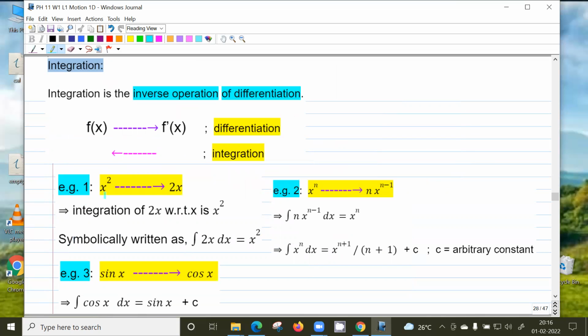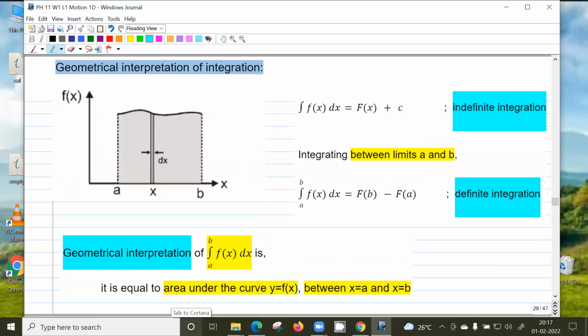The derivative of x square is 2x, so the integral of 2x is x square, and the integral of x will be x square by 2. The derivative of x raised to the power n is n into x raised to the power n minus 1. So the integral of x raised to the power n minus 1 will be x raised to the power n divided by n. And then we can add a constant to it because the derivative of a constant is 0. So when integrating, I can add an arbitrary constant, a real number. The derivative of sin x is cos x, so the integral of cos x is sin x.